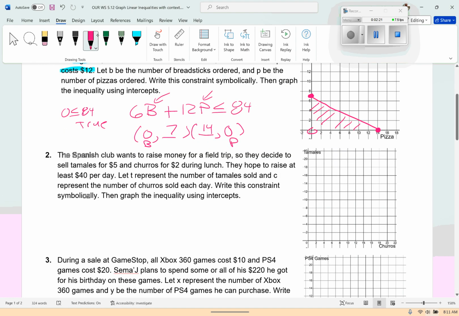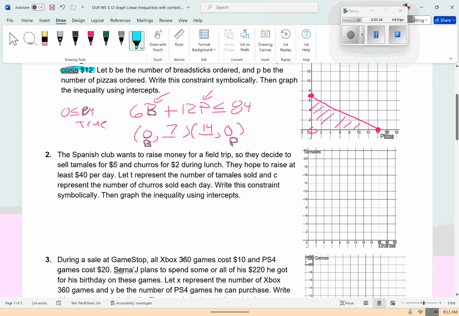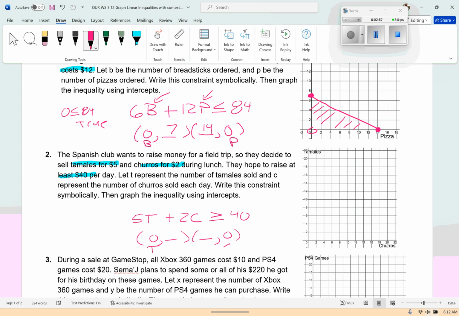Number 2 says the Spanish club wants to raise money for a field trip. So they decide to sell tamales for $5 and churros for $2. They hope to raise at least $40. They could raise more, but they want to get at least 40. So $5 for tamales, churros are $2, and they want to raise at least $40, so $40 or more. This is going to be a cover method. So we're going to go 0 comma blank, blank comma 0. This is the T and this is the C.